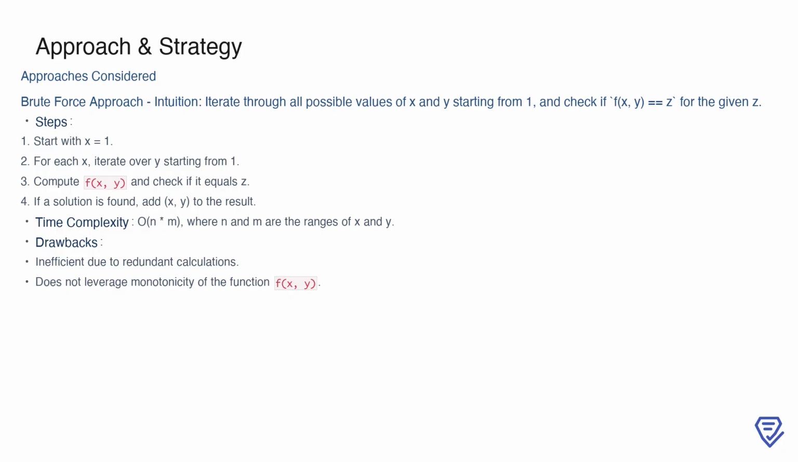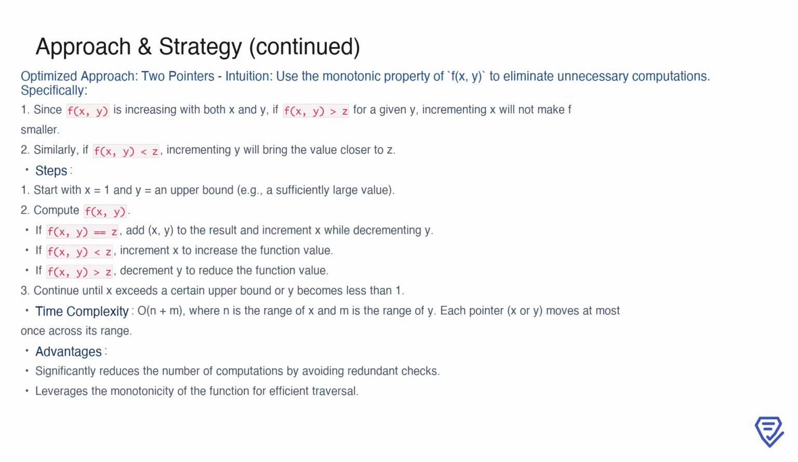However, this approach is inefficient. Its time complexity is O(n * m), where n and m represent the ranges of x and y, respectively. The main drawback is that it performs redundant calculations and doesn't take advantage of any properties of the function, such as monotonicity, which could help optimize the process. While it's a simple method to understand, it's not practical for large ranges of x and y due to its inefficiency. Now, let's explore a more efficient solution, the two-pointer approach.